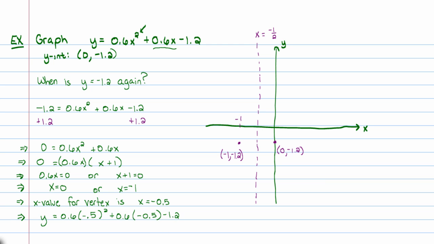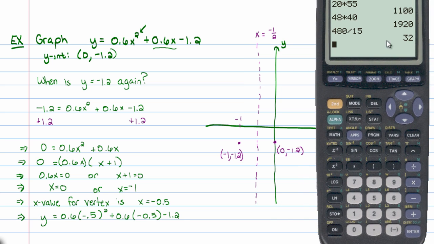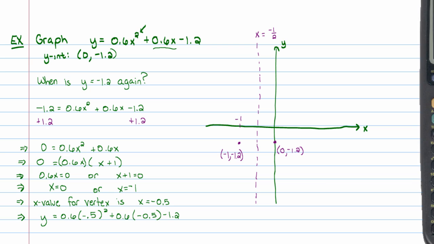Since these are decimals, I'm just going to quickly grab a calculator here and calculate this out. So I have 0.6 times 0.5, although I don't need to put the negative in there. Plus, actually, a positive times a negative, so minus 0.6 times 0.5 minus 1.2. So we get a negative 1.35. Pull that off to the side.